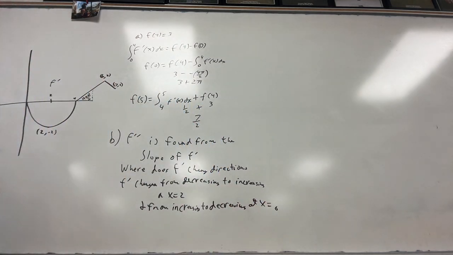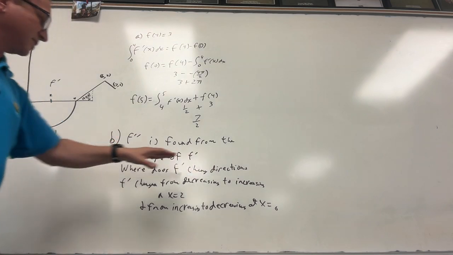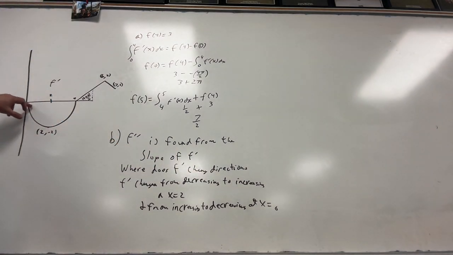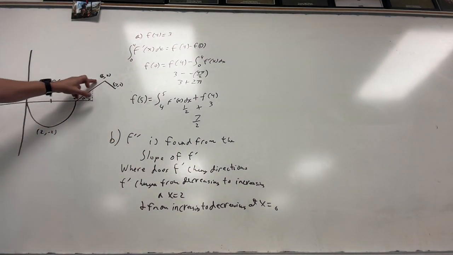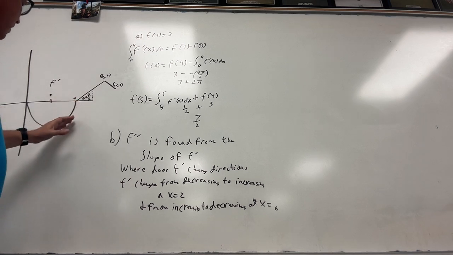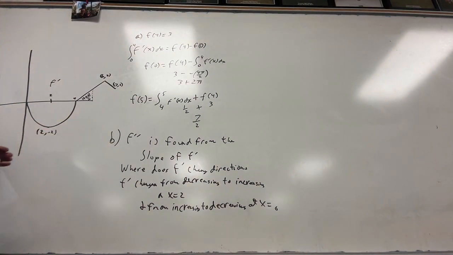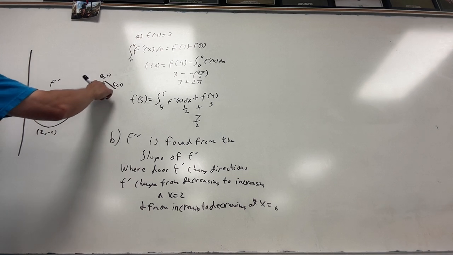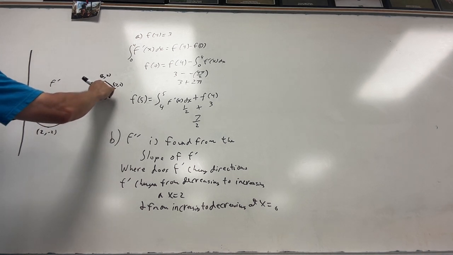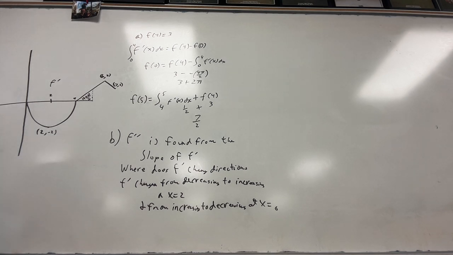So again, f double prime indicates the slope of f prime, so f double prime would be negative here, positive here, that means you would have a point of inflection there. F prime has a positive slope here and a negative slope here. So again, that's where f double prime would equal 0. All right, now C.